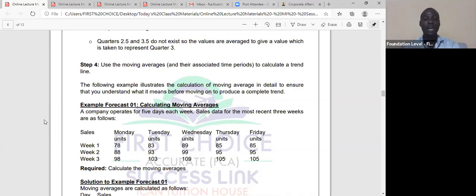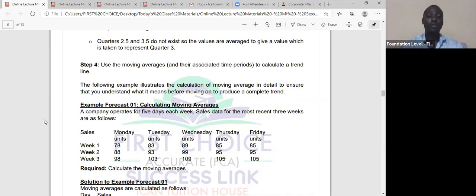Sales data for the most recent 3 weeks. So they give you the most recent 3 weeks. These are historical data. Look at your sales for week 1. You see, they give you Monday, Tuesday, Wednesday, Thursday, Friday. We said that we are not going to look at them as Monday to Friday. We're going to be looking at it as day 1, day 2, day 3, day 4, day 5.